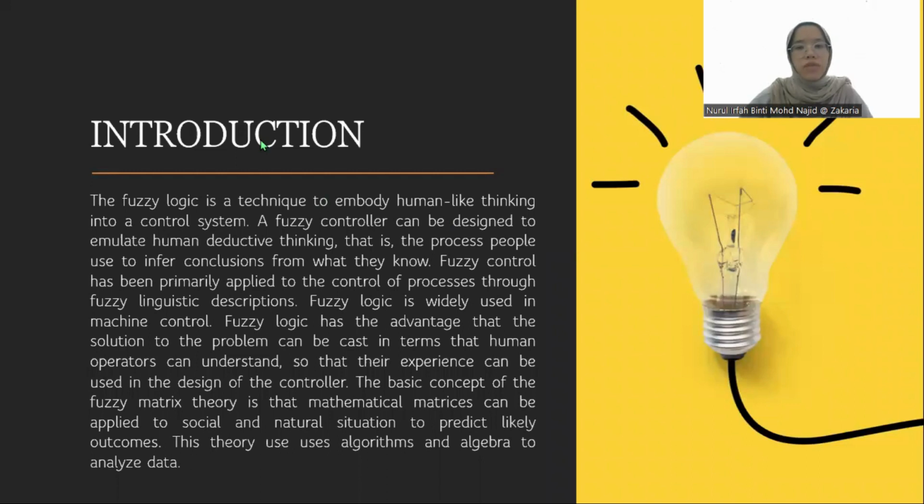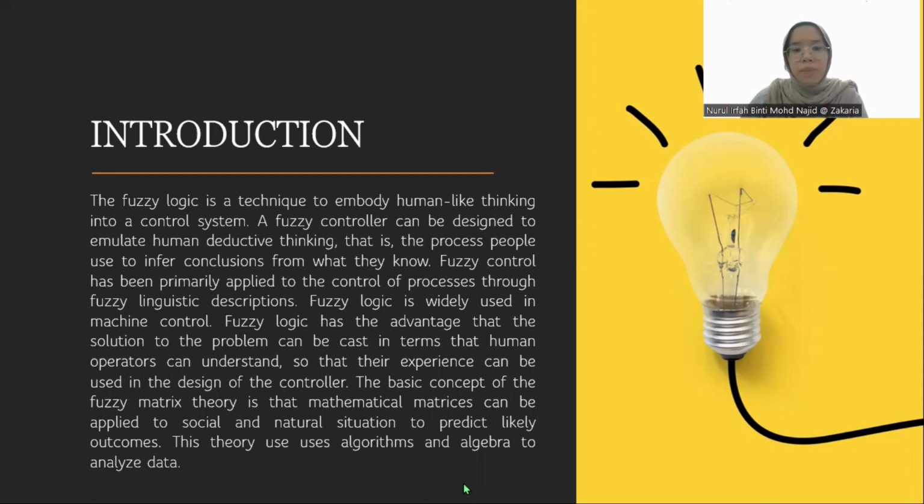So for the introduction to fuzzy logic. Fuzzy logic is defined to embody human-like thinking into the control system. A fuzzy controller can be designed to emulate human deductive thinking, which is the process people use to infer conclusions from what they know. Fuzzy control has primarily been applied to the control process through the fuzzy language description. Fuzzy logic is also used in machine control. Fuzzy logic has the advantage that the solution to the problem can be cast in terms that a human operator can understand, so the operator's experience can be used in the design of the controller.